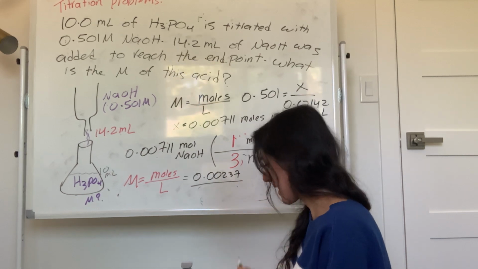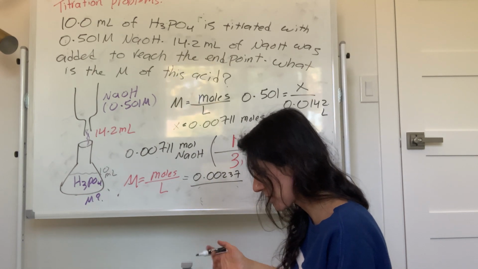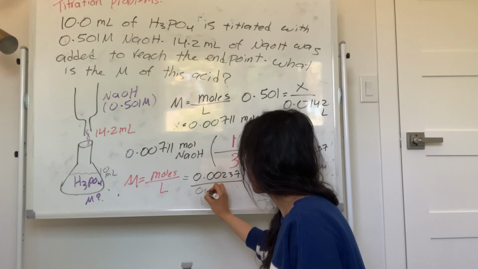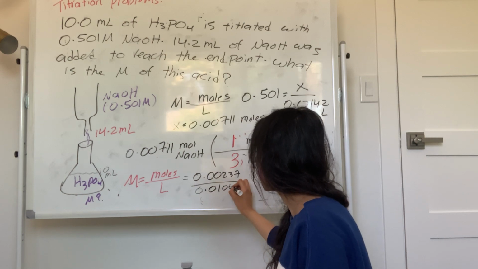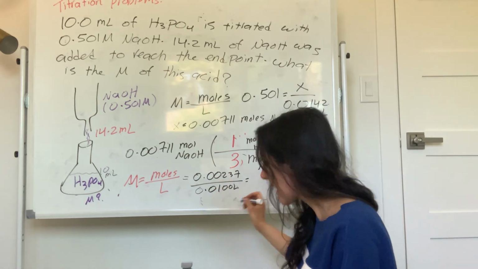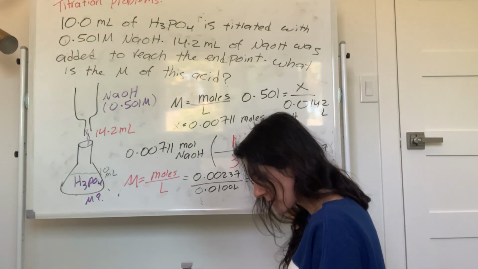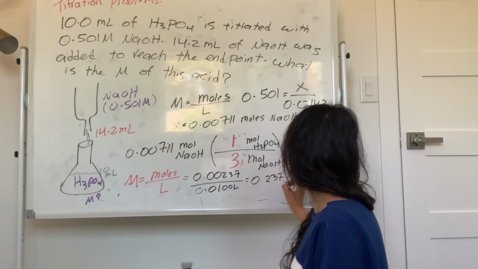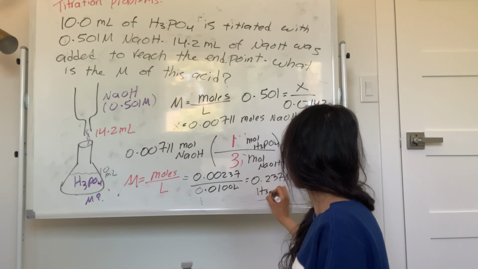Again, you have to have liters. So you divide that by 1,000, you get 0.0100 liter. Molarity is moles per liter, you know that. What you get is 0.237 molar of phosphoric acid.